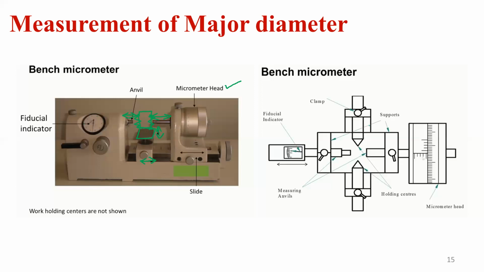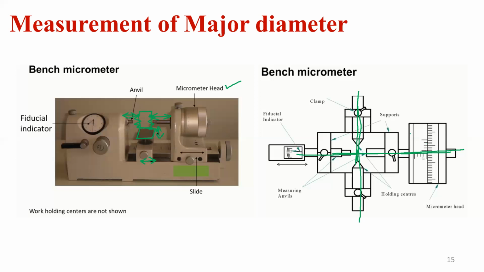And this shows the 2D figure, which has the work holding centers. So here the work is held between the two centers. The axis of the work holding center and the axis of the screw must be perpendicular to each other. So the axis of the measuring anvils and the axis of the holding centers must be perpendicular to each other.